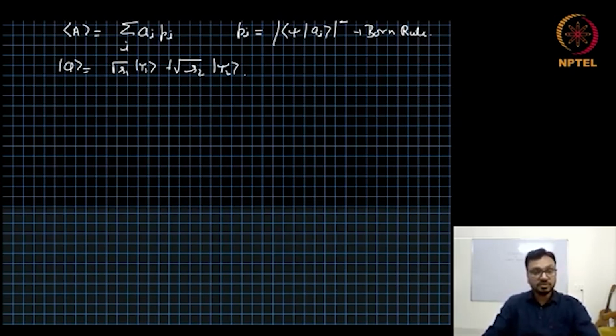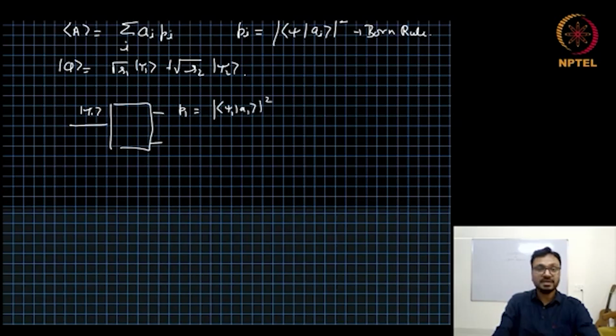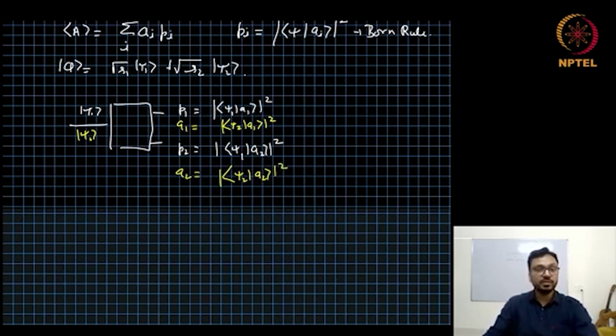The assumption we are making is that a given photon is either in the state psi 1 or in the state psi 2. So in the setup, whenever a psi 1 photon comes, we get P1 probability, which is mod square of psi 1 with A1. The click will happen in A1 with probability P1, and in A2 with probability P2. These are the Born rule we are using, nothing else. And if the photon is in the state psi 2, then we get Q1, which is mod square of psi 2 with A1, and Q2, which is mod square of psi 2 with A2. So if psi 1 comes, the probabilities are P1, P2. If psi 2 comes, the probabilities are Q1, Q2.